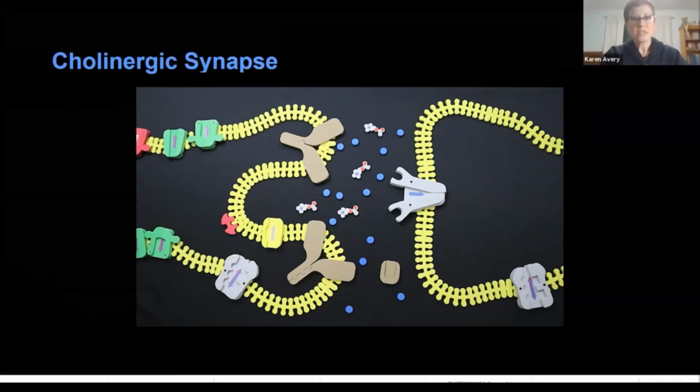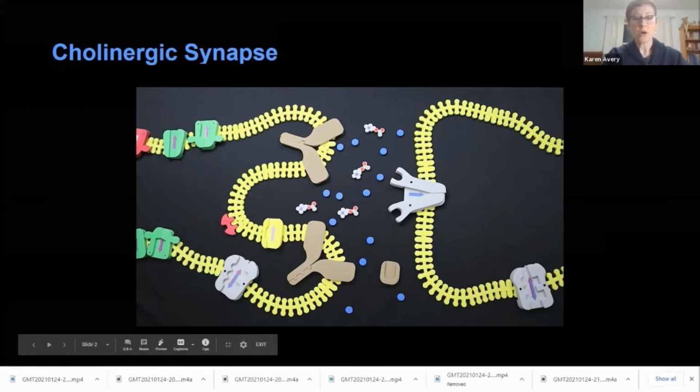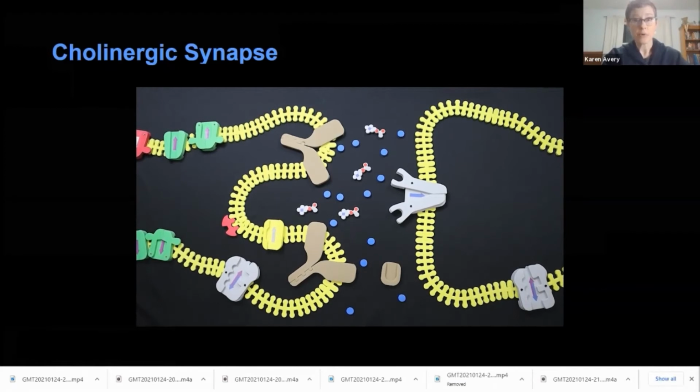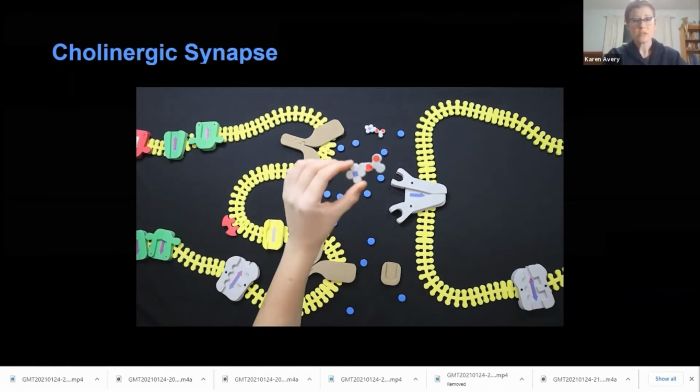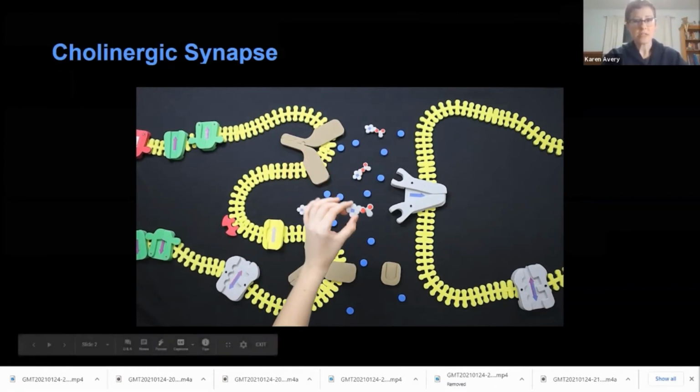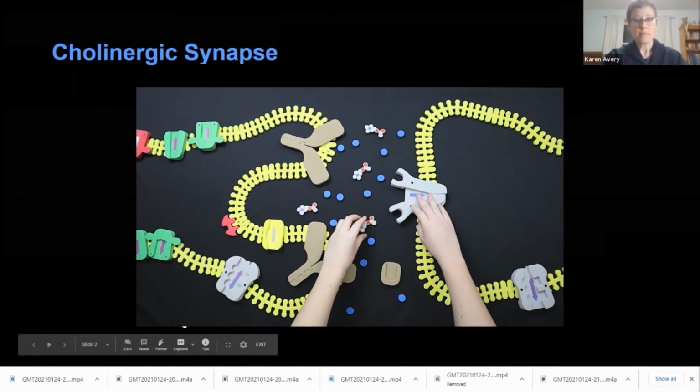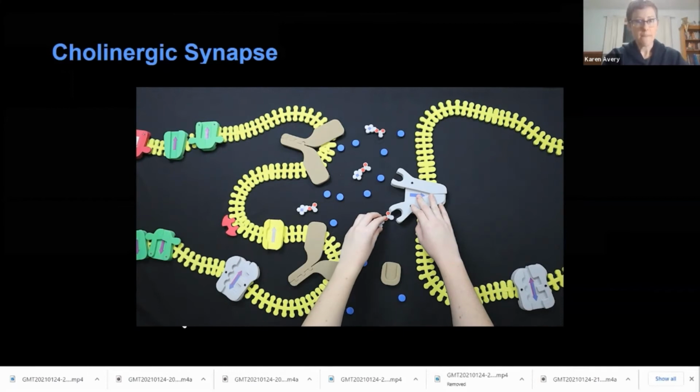Equally important to understanding how a synapse works correctly is understanding how a synapse can be broken, or how the signal from one cell can be disrupted when it's being transmitted to another cell. So we're going to start off with, as you can see here, a cholinergic synapse, and we're going to investigate what happens when the cholinergic synapse messaging system is broken.